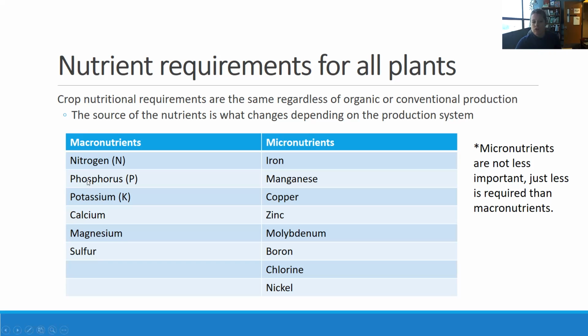So macronutrients, we're usually talking in pounds per acre, right, when you see your soil test. And micronutrients might be parts per million or something like that. So we're talking about a lot less, still very important.